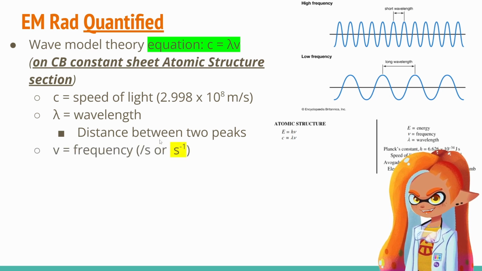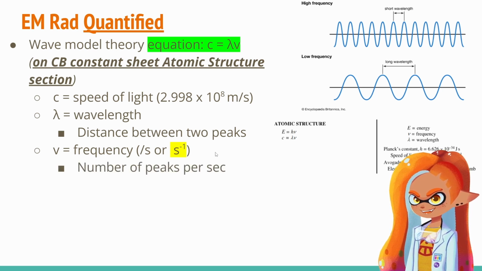And so frequency is represented by this. Now it looks like a V. It is not a V. It is the symbol nu, which is spelled N-U. So nu is frequency, and it is per second. Notice how I made per second with a superscript. I will talk about that in a few moments.